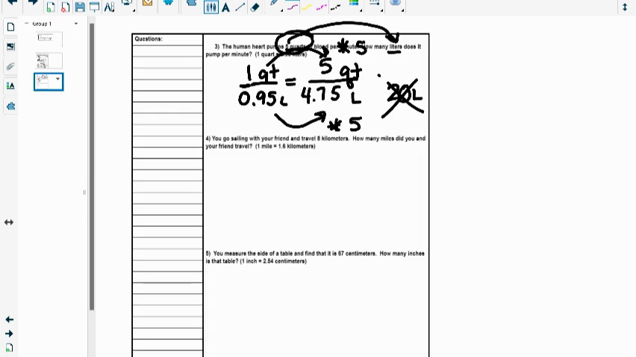All right, 2 more. You go sailing with your friend and travel 8 kilometers. How many miles do you and your friend travel? You can set up a ratio table. You can set up fractions. Since I did 2 ratio tables on the front, I'm going to do 2 fractions on the back. But if you did a table, that's totally fine. We've got miles and kilometers. Does not matter if you would put kilometers on top and I put miles on top. As long as they match in both fractions, it does not matter.